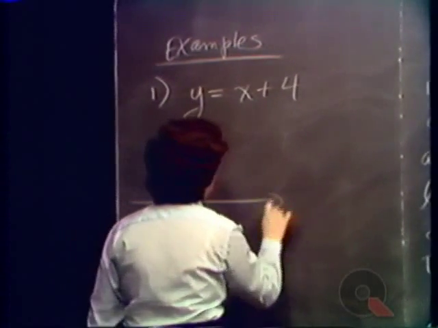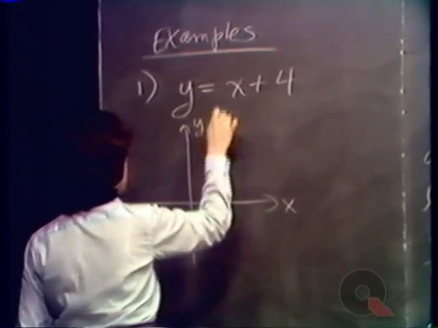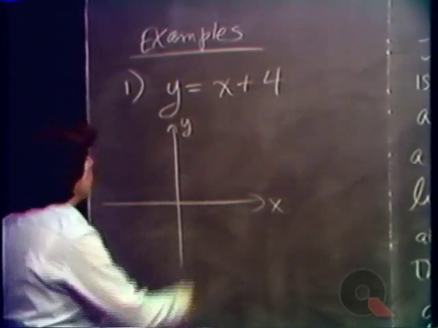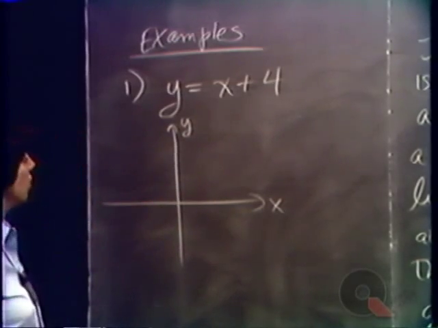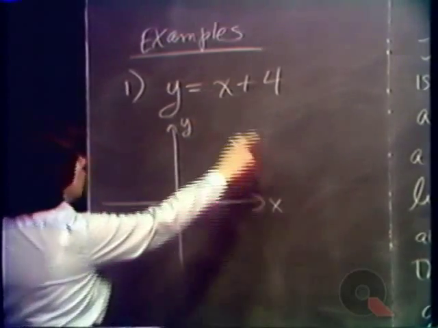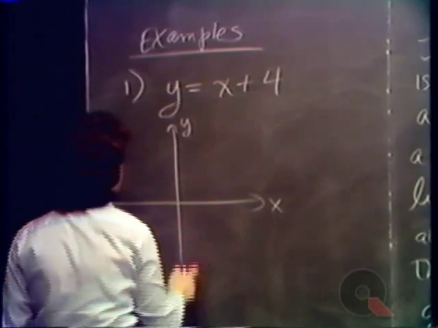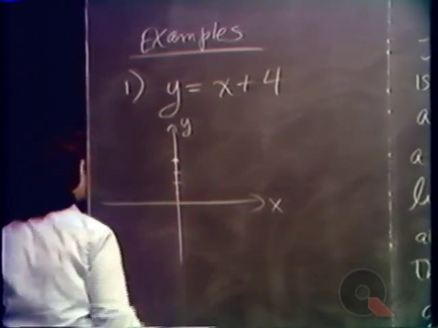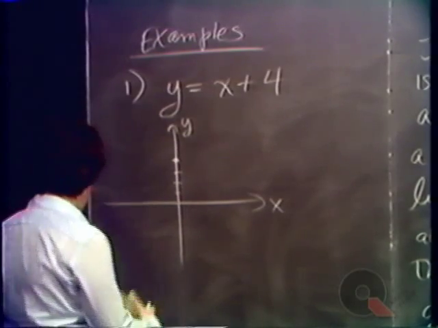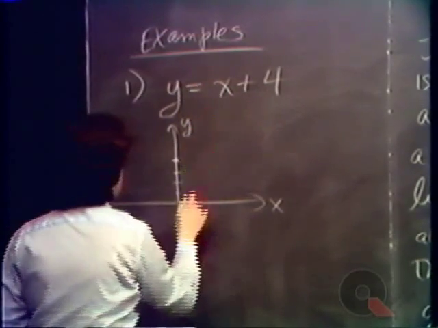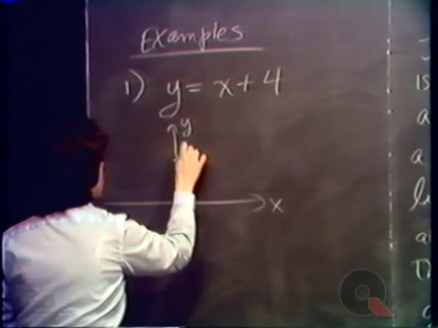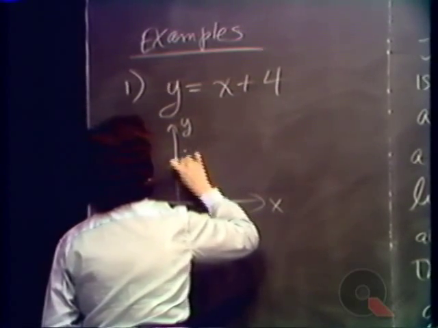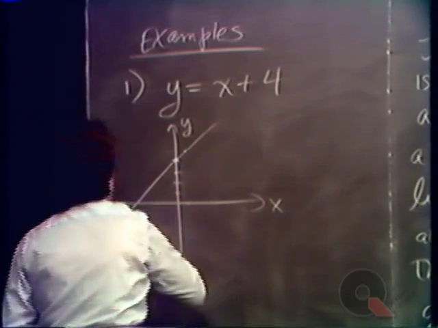Well, from the previous videotapes, we are aware that this is the graph of a straight line, and all we need is 2 points to determine a straight line. That's all we need to sketch it. For example, if x is equal to 0, y is equal to 4. If x is equal to 1, y is equal to 5. And we have something like that.